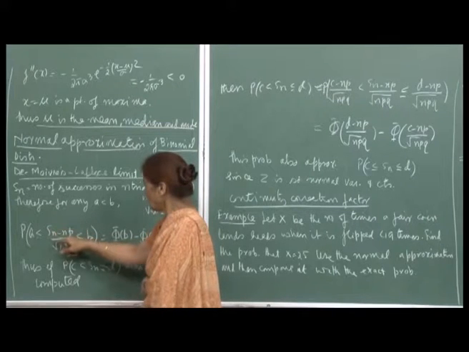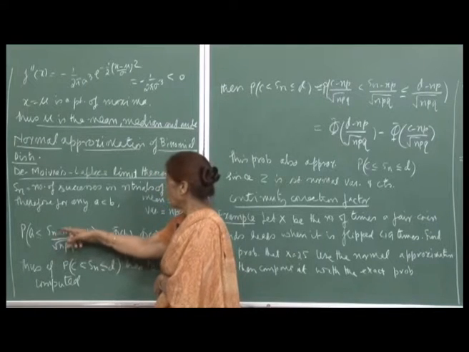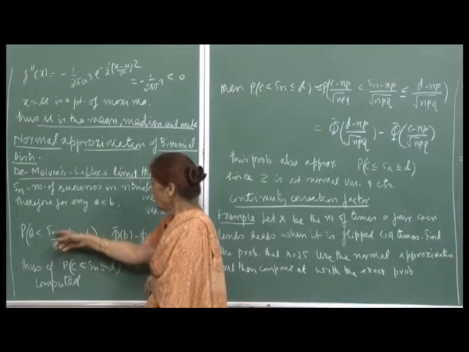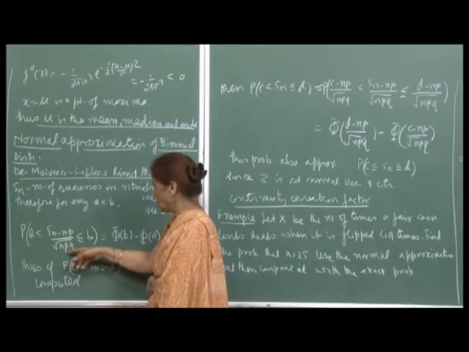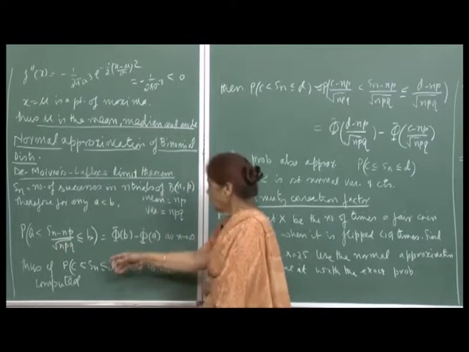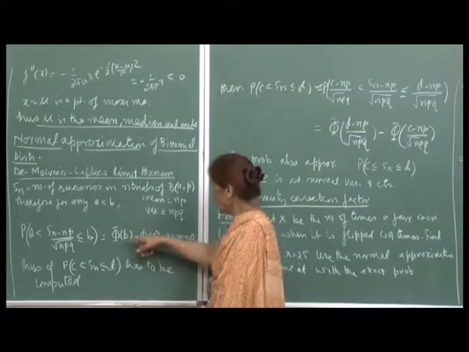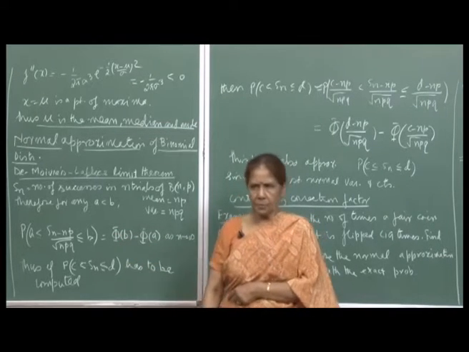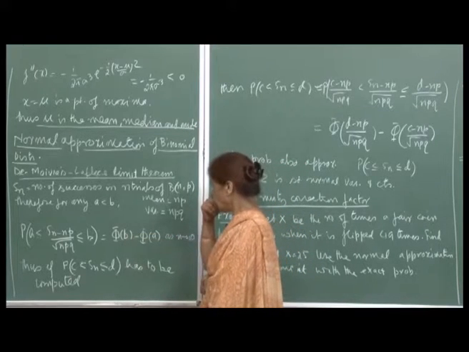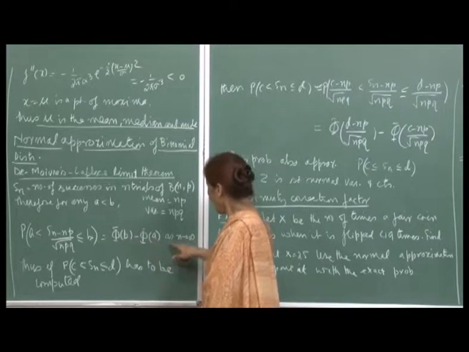So, you see what we have done is we have standardized this binomial random variable, the number of successes in n trials. So, it will be S n minus n p upon under root n p q. Right. Then de Moivre's Laplace theorem says that this probability can be approximated by phi b minus phi a, where phi is the cumulative distribution function for the standard normal distribution, or for the standard normal variate. So, this will be phi b minus phi a as n goes to infinity.